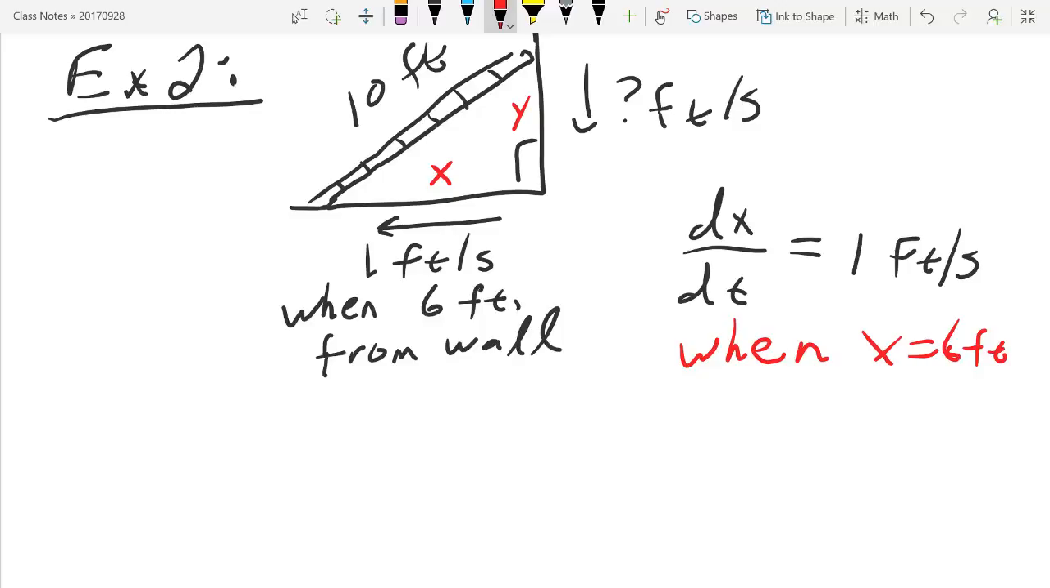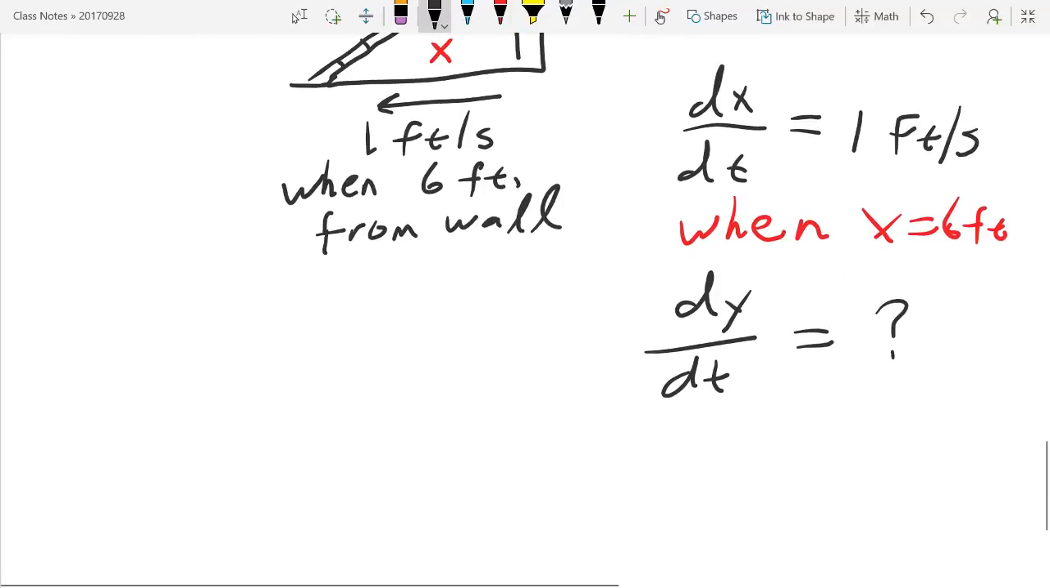Okay, now what derivative are we needing to find here? We know dx dt. We want to know dy dt, because y is the side we're concerned with here, the one that's telling us how far away the top of the ladder is from the ground. So this is the one that's our goal at this point.